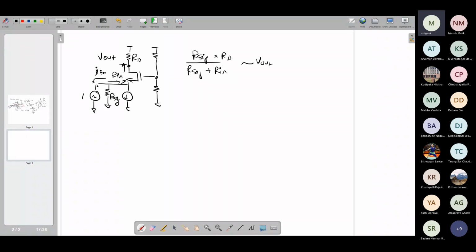So this is clear. In both cases, one is being used as a voltage to voltage amplifier, and the second as a current to voltage amplifier.